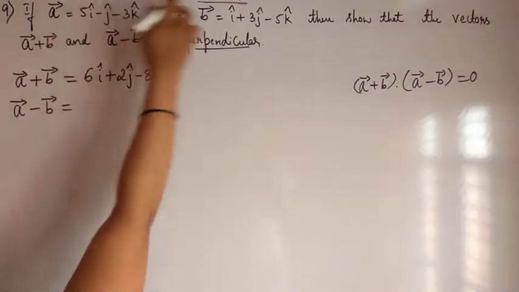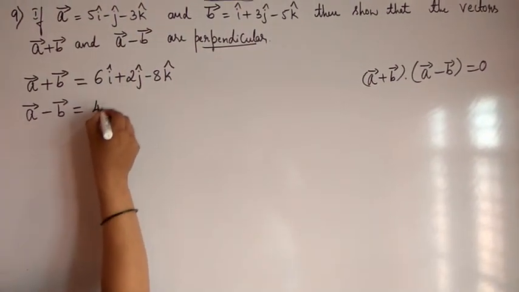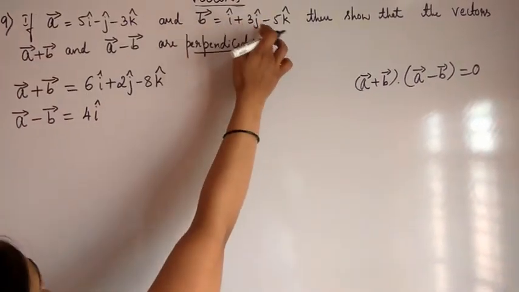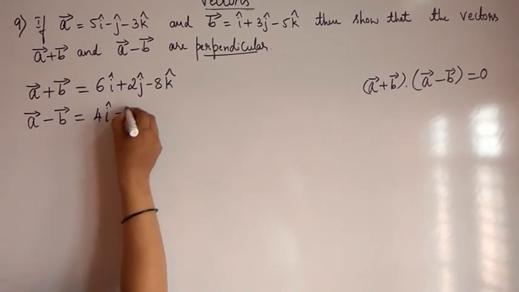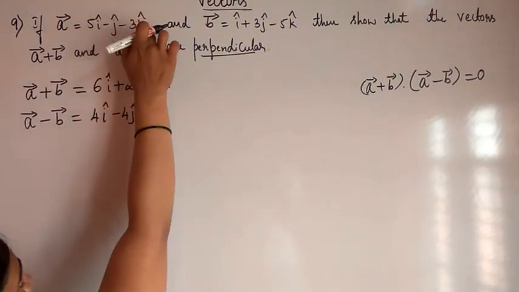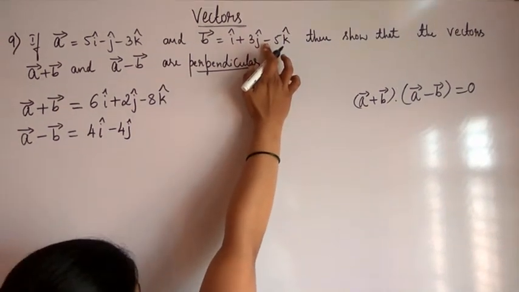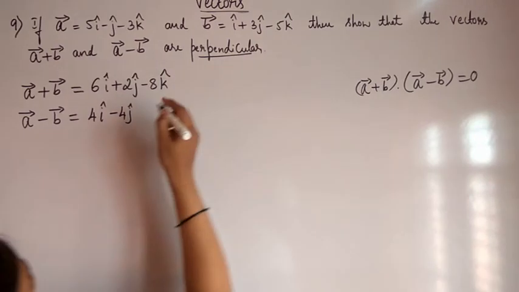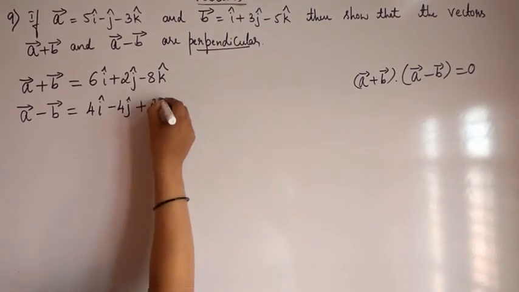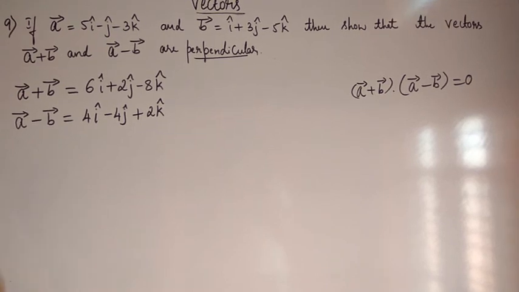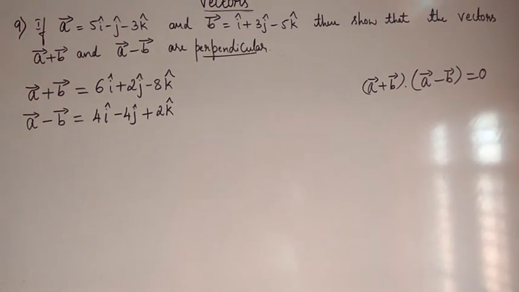Okay. 5i cap minus 1i cap is 4i cap, minus j cap minus 3j cap, that is minus 4j cap. Minus 3k cap minus 5k cap. Since we are subtracting, the sign changes, it becomes plus. Minus 3k cap plus 5k cap is plus 2k cap. Okay. So now let us take the dot product of these two vectors.